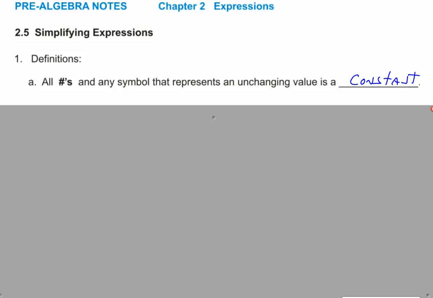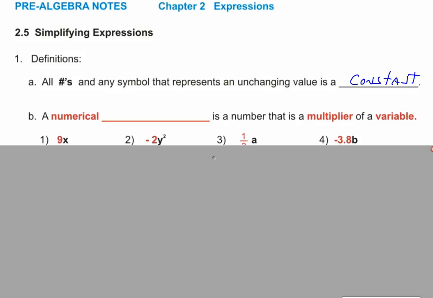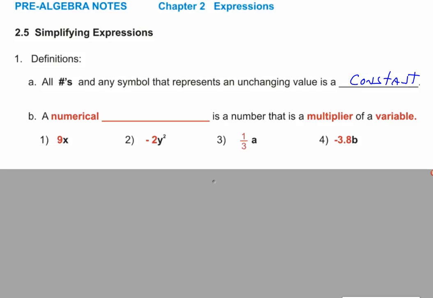Can a 2 be a 7? No, it's always a 2. It's a constant. Can a 3.5 be anything other than a 3.5? No, it's a 3.5. It's a constant. All right, so it's an unchanging value. But then, what happens when a constant is a multiplier of a variable?